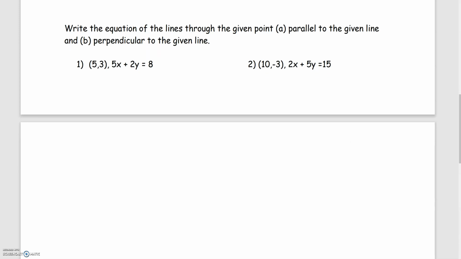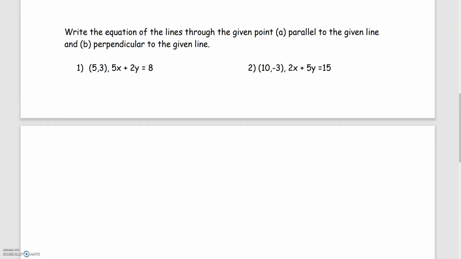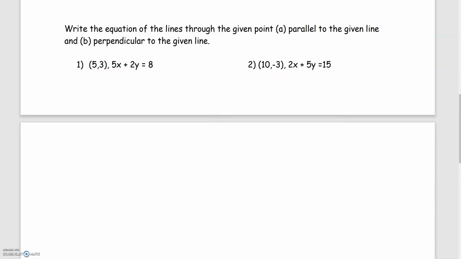My lines got off here, so I might end up going on the second page. Okay, so for this one, what we want to do is find our slope first, and we're going to be writing a parallel and then a perpendicular, it looks like, for A and B. So we're going to start with parallel, but we need to find our slope. So I'm going to subtract 5x, and I'm going to have 2y equals negative 5x plus 8, divide by 2.